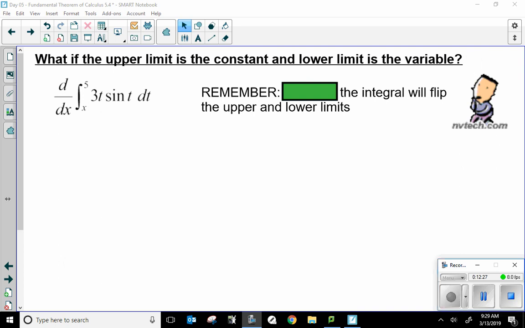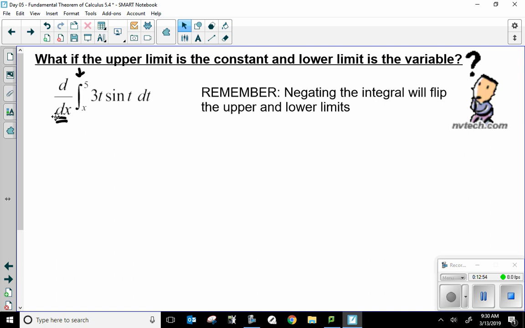What if the upper limit is the constant and the lower limit is the variable? Take a look at what I have here. The derivative with respect to x of the integration from 5 to x, not from x to 5. I'm going upper limit to lower limit of 3t sine of t. Remember, here's a little note. Negating the integral will flip the upper and lower limits.